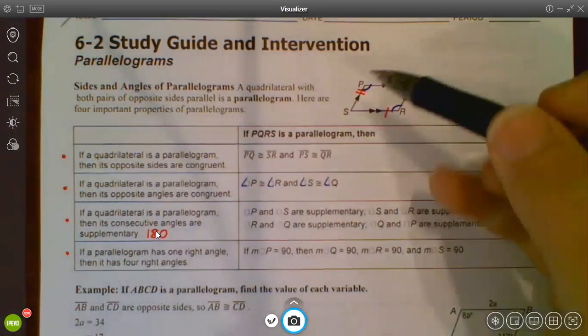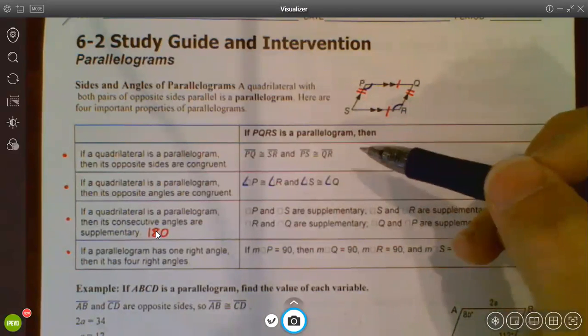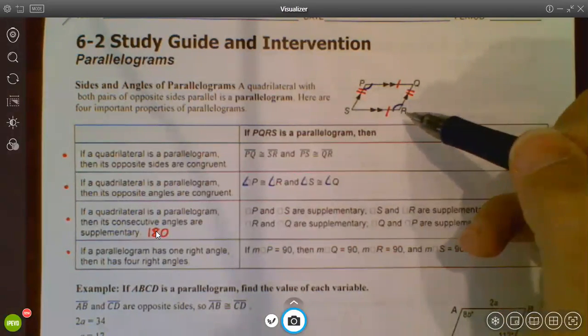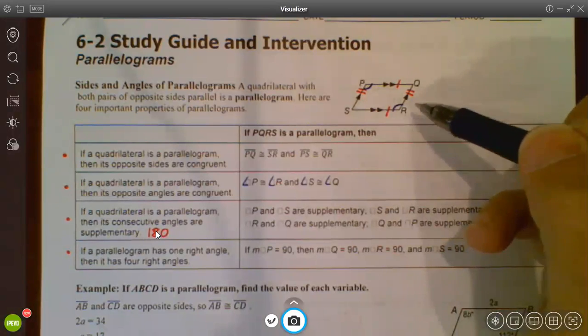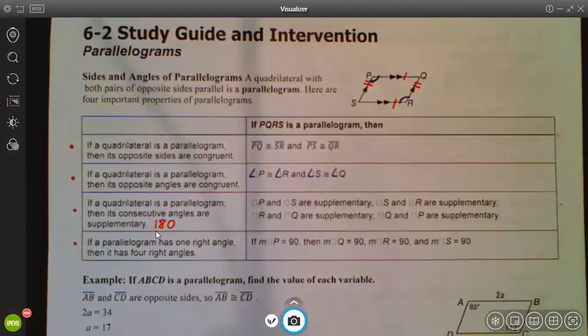So for example, angle P and angle S would add to 180. Or you could say angle S plus angle R adds to 180. So if you take any two angles that are next to each other, they add to 180. So those are the three main properties.